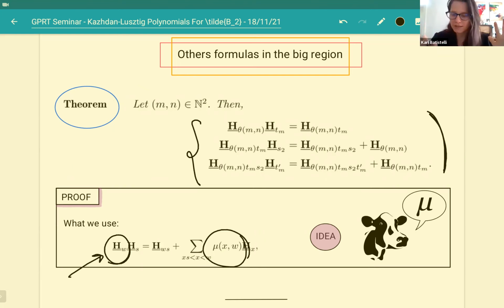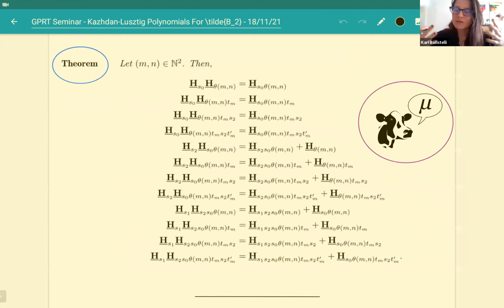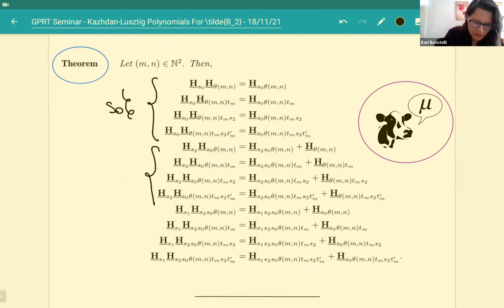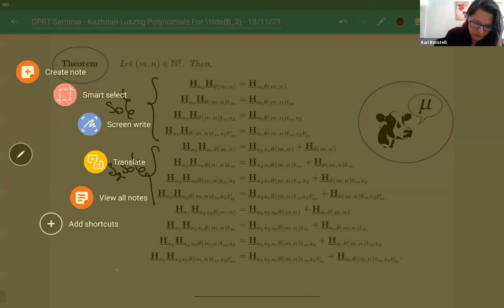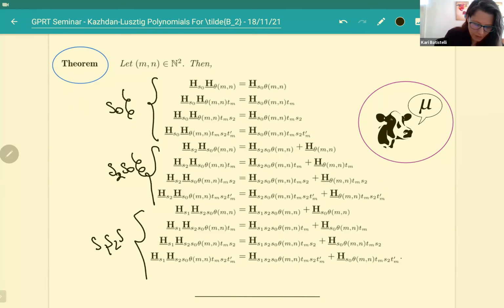This is pretty nice. Once we've done this, we can move on to the other three regions. The other regions were S0, C, S2, S0, C, and S1, S2, S0, C. And in the same way, using the mu coefficient, we prove all of these formulas. So it's pretty straightforward. And with that, we have concluded all of the big region, because thanks to these four regions, we can use the automorphism and find the exact formulas for all the other four.